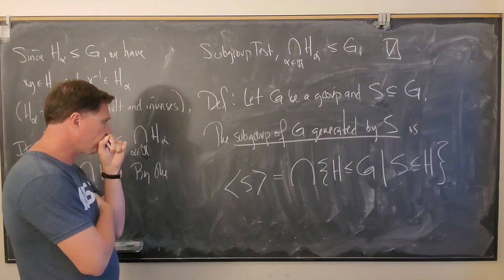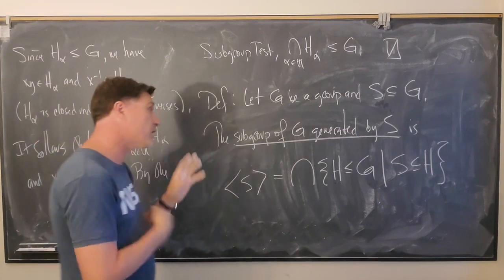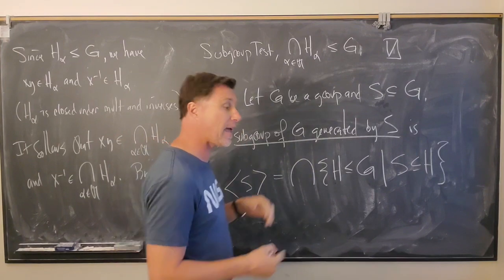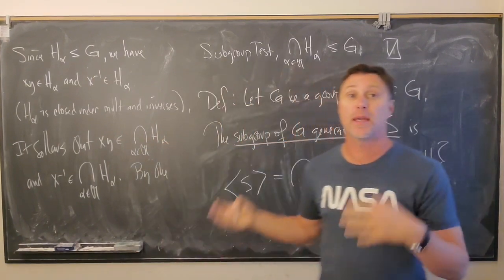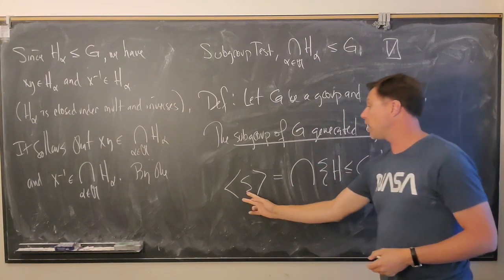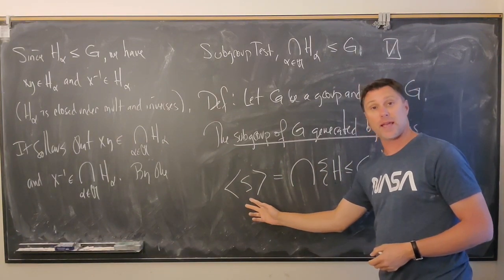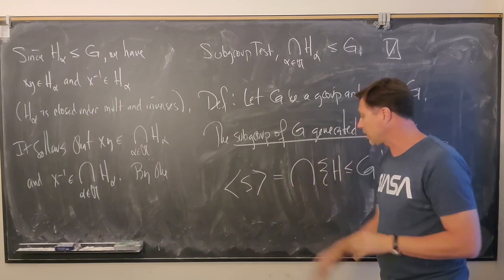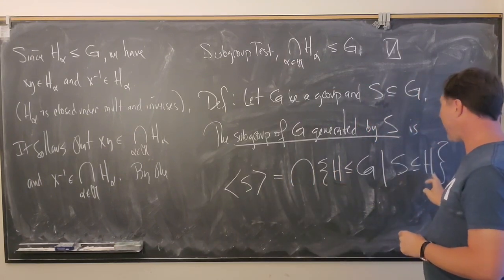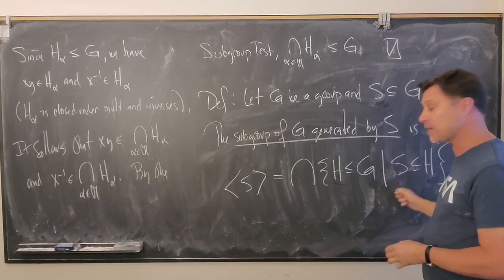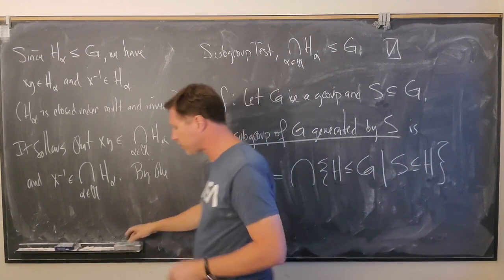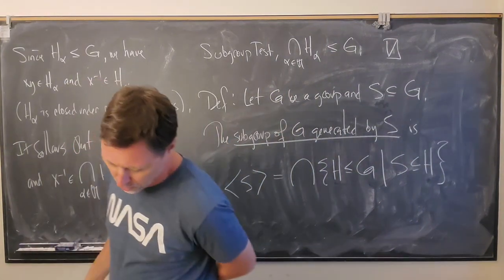Notice that there's nothing to prove here. This is a definition. And what we did, we showed earlier that any intersection of subgroups is a subgroup, right? That was our previous theorem. And so here, the subgroup of G generated by this set capital S is automatically a subgroup, right? Because what we're doing is we're taking all possible H's that contain S and intersecting them together. So it's automatically a subgroup. There's nothing to prove in terms of whether it's a subgroup or not.